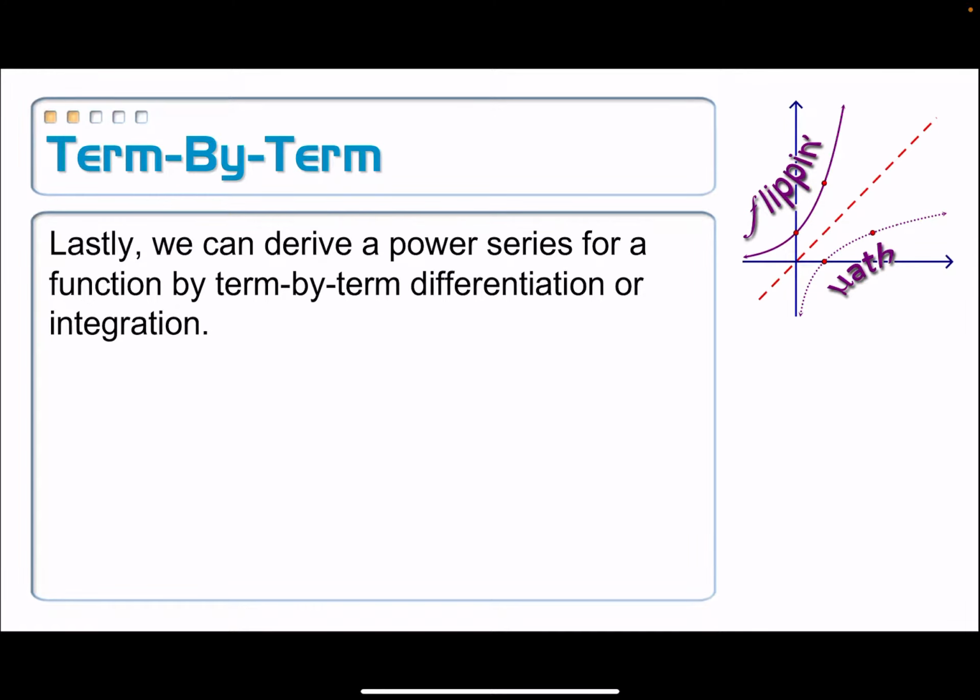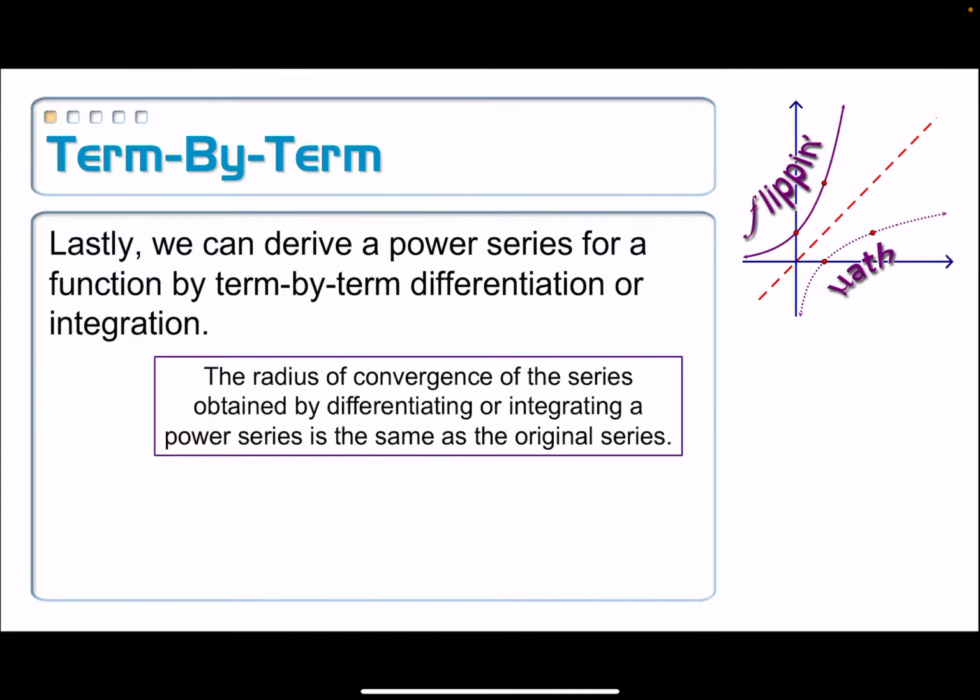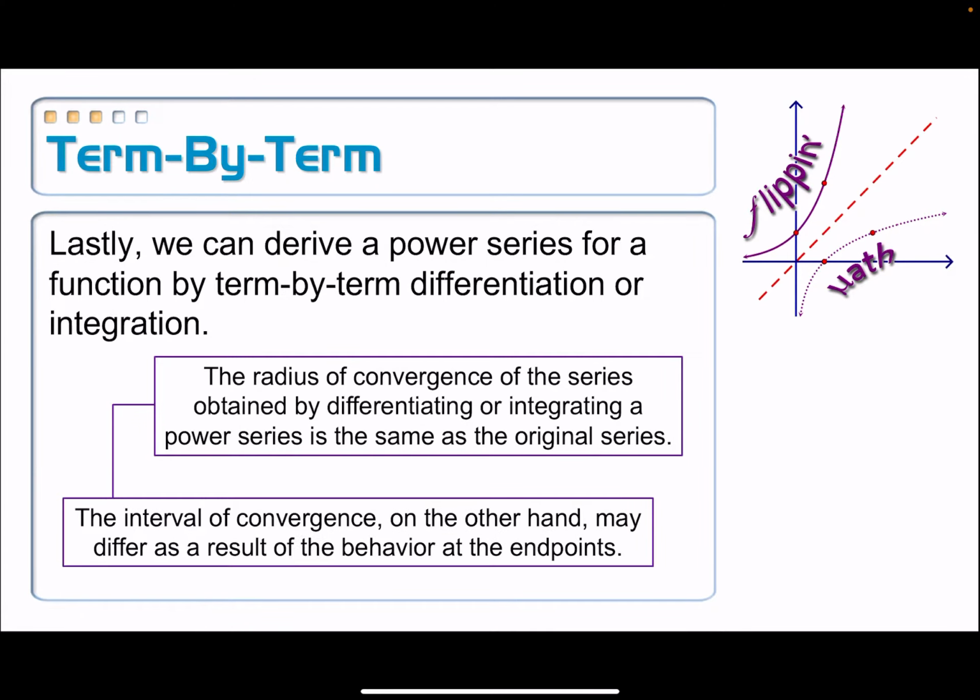So this brings us to the last way to form a power series for a function, and that is term-by-term differentiation or integration on a series you're already familiar with. Just remember that when you take the derivative or the integral of a power series, it keeps its radius of convergence, but it may not keep its interval of convergence because it may lose or gain an endpoint. You have to check them.